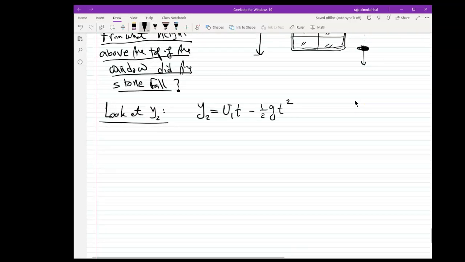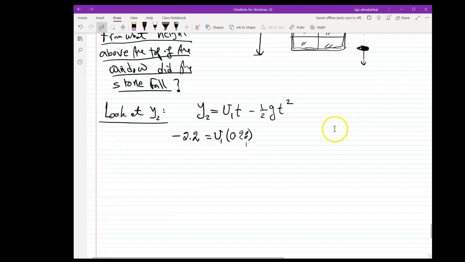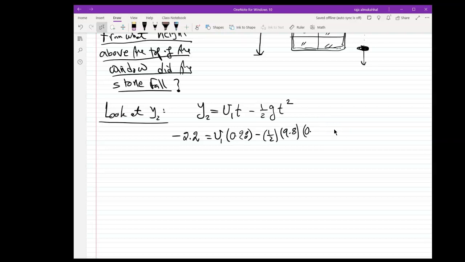So the height y2, which is the height of the window, is going to be negative 2.2 equals v1 times the time, which is 0.28. Is it 0.28? Yeah, 0.28, minus 1/2 times 9.8 times 0.28 squared. There we go. So from this information I can find the velocity of the stone right at the top of the window. You know what I mean?